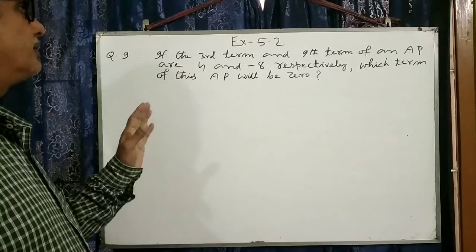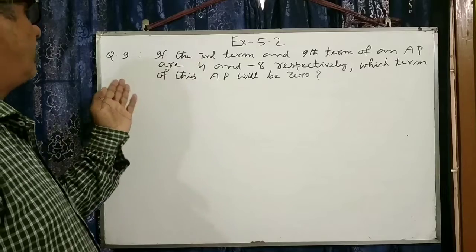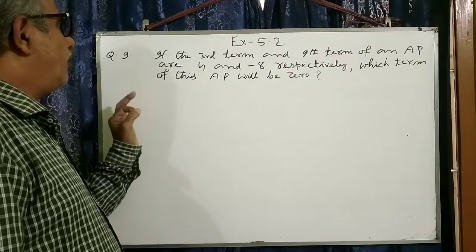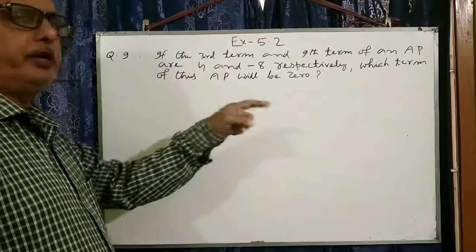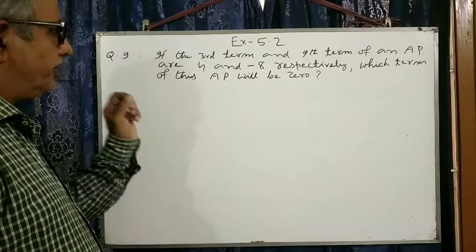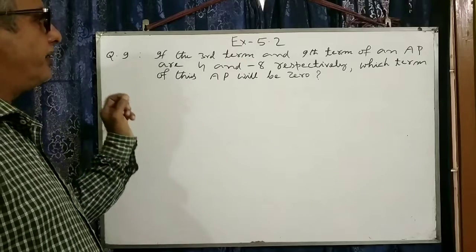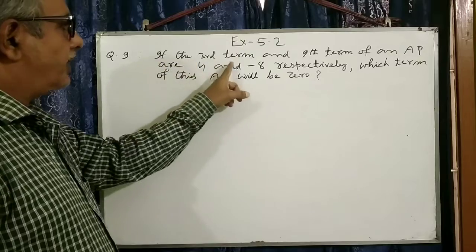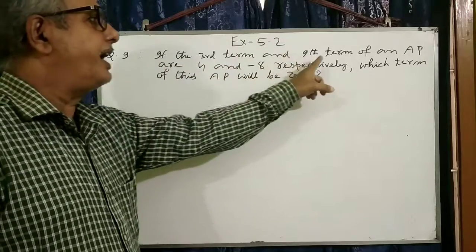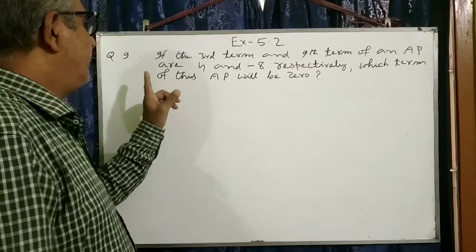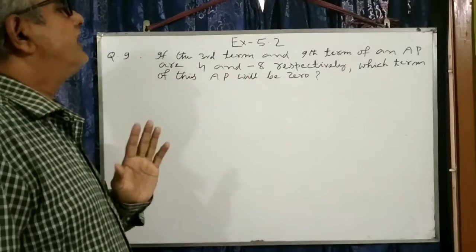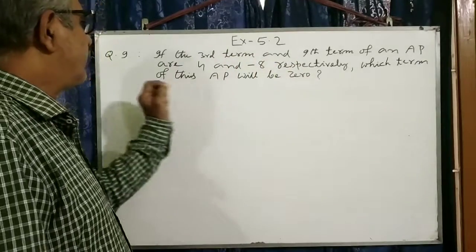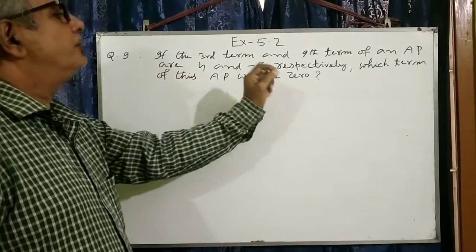My dear students, from this exercise also I have taught the previous questions. Now question number 9 I am doing here. You read the question nicely and then you will understand what to do. If the third term and the ninth term of an AP are 4 and minus 8 respectively, then which term of this AP will be 0?